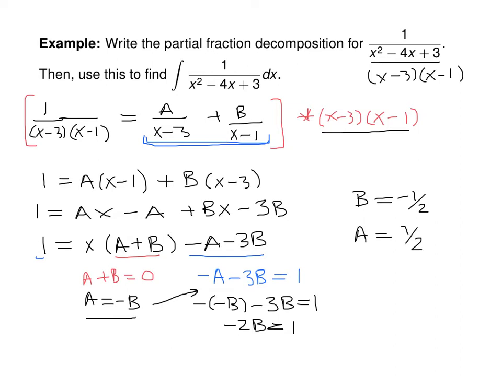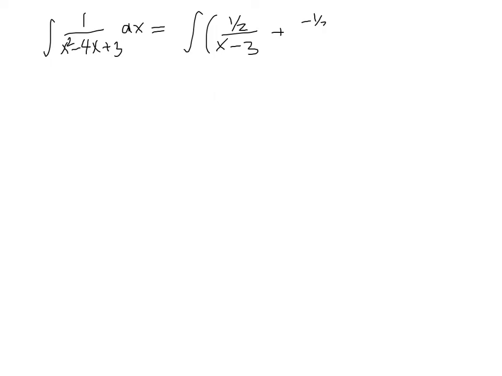Now we can input the a value of 1/2 over the x minus 3 and the b value of negative 1/2 over x minus 1. And here's what happens, and we're going to find our integral now. So the integral of 1 over x squared minus 4x plus 3 dx is equal to the integral of 1/2 over x minus 3 plus negative 1/2 over x minus 1.